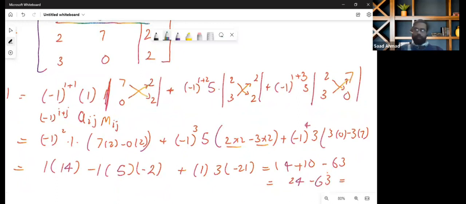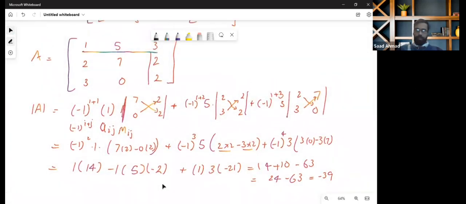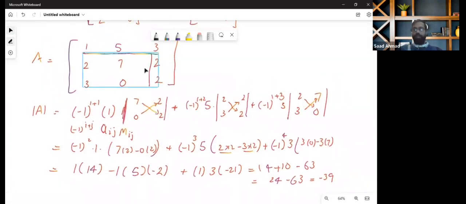So that will be minus 39. So that's the determinant. The determinant of the matrix A that we had up there is, just zooming out, this matrix A, the determinant of this matrix A that we had is minus 39.